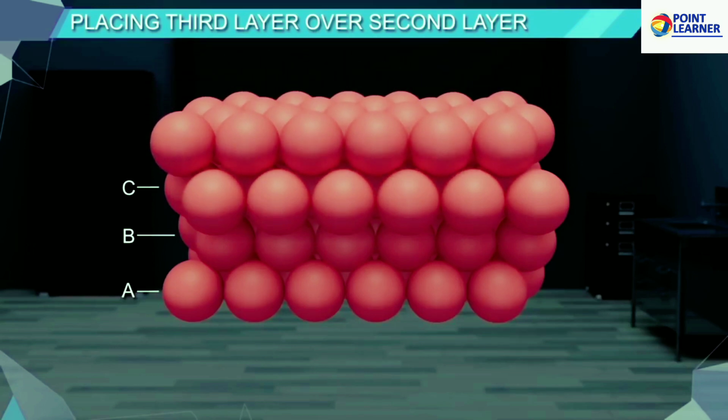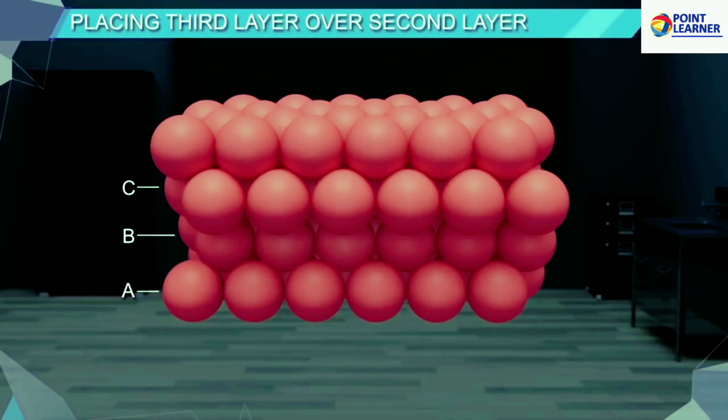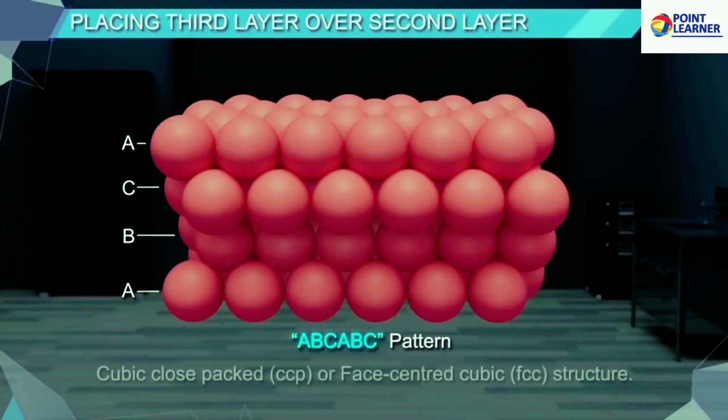Now, if we place the fourth layer over the octahedral voids of the third layer, then the spheres get aligned with the spheres of the first layer. Thus, this pattern is known as ABC type, and the structure formed is known as cubic close-packed, CCP, or face-centered cubic, FCC, structure.